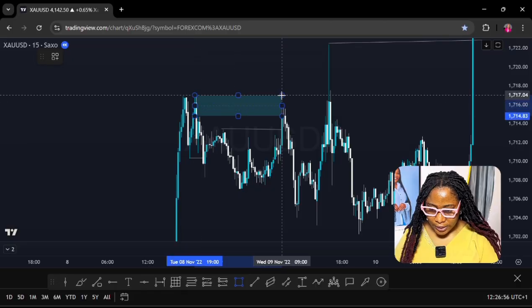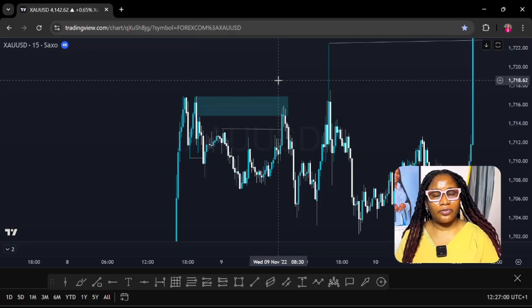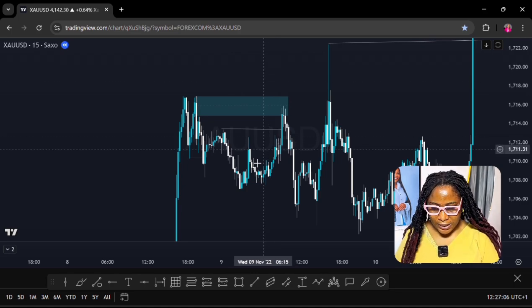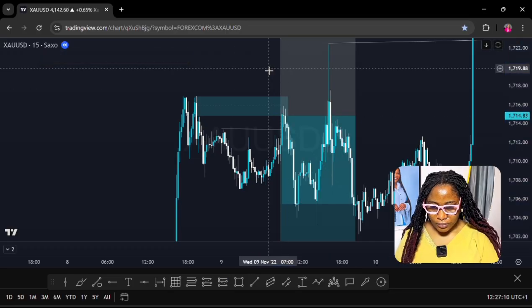So here is our order block. Like I told you, I know we are waiting for the 50% discount, but price might not get there. So don't target the 50% discount. Just target the next low.